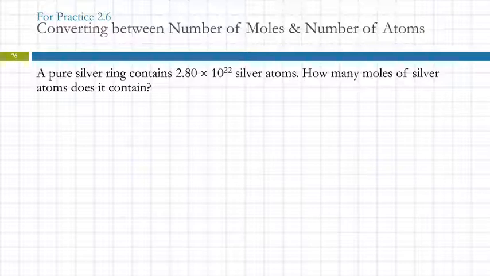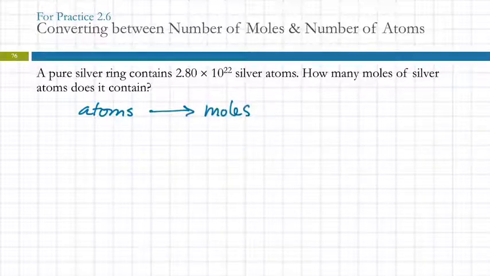So let's do an example. A pure silver ring contains 2.80 times 10 to the 22 silver atoms. How many moles of silver atoms does it contain? So here we're using dimensional analysis. We're starting with atoms, and we want to know how many moles. And we can do this in one step.